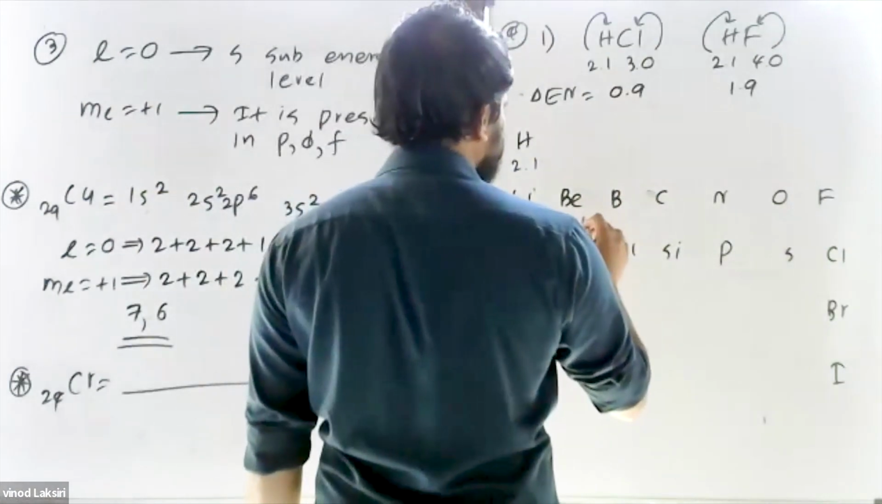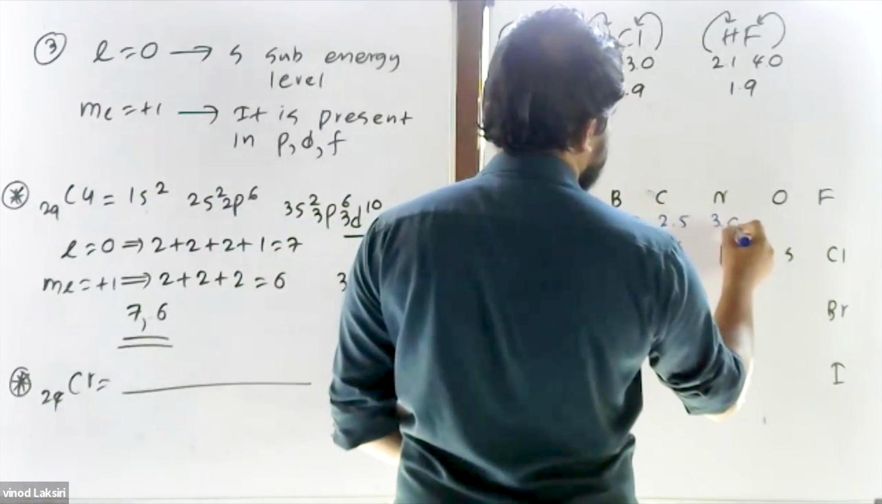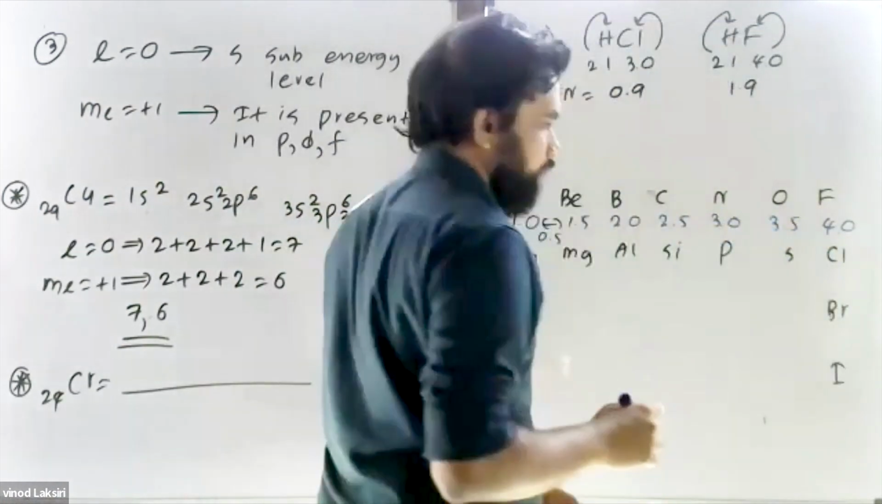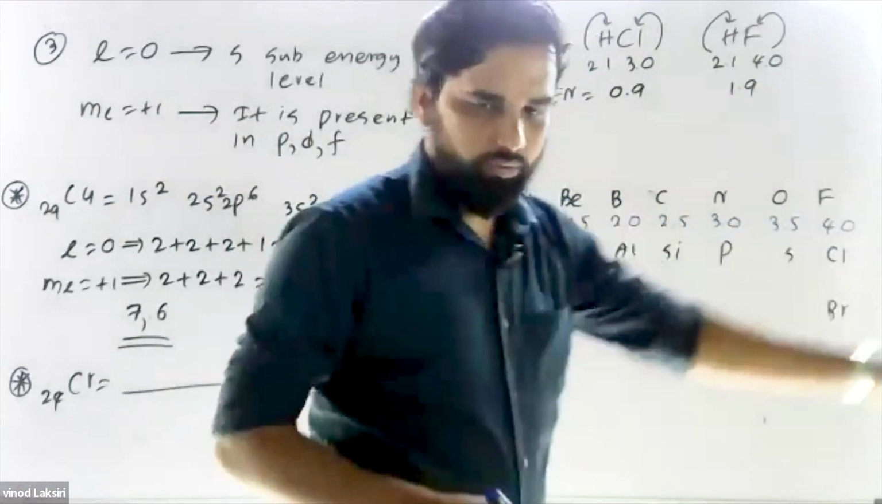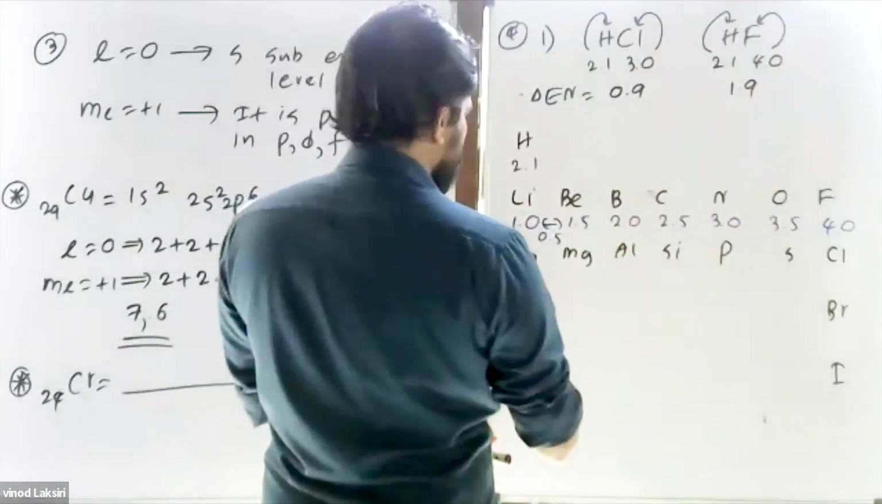Lithium 1 increases by 0.5. Therefore, beryllium 1.5, 2, 2.5, 3, 3.5, 4.0. You understand? Lithium 1, then increases by 0.5. Right? Then we can remember all the other elements.